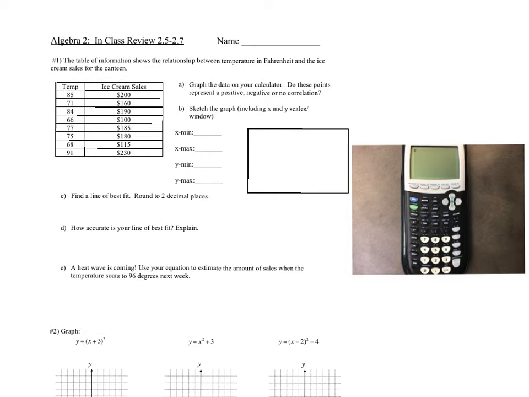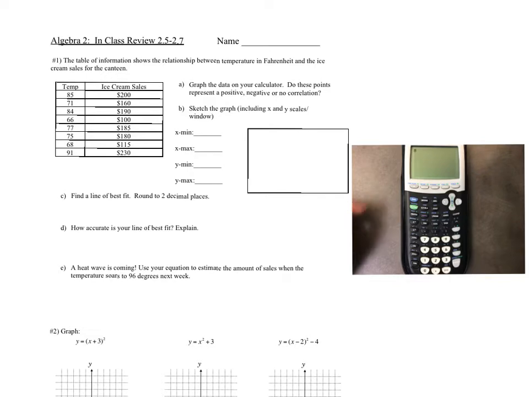So number one, it says the table of information shows the relationship between temperature in Fahrenheit and the ice cream sales for the canteen. Graph it on your calculator. Do they represent positive, negative, no correlation? All the steps, okay? We're gonna go through all the steps.